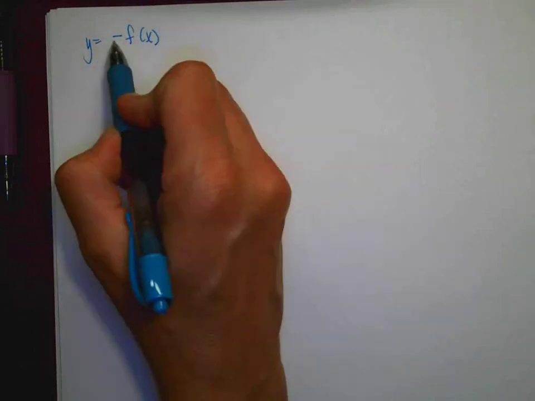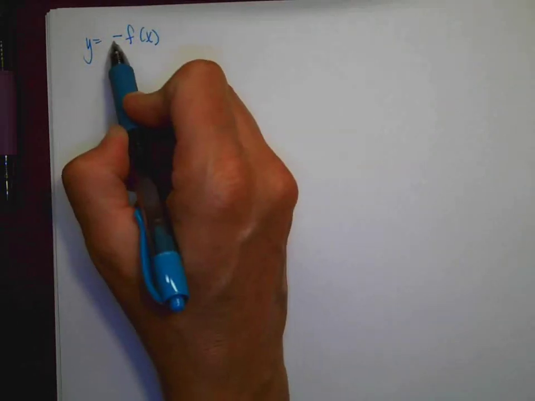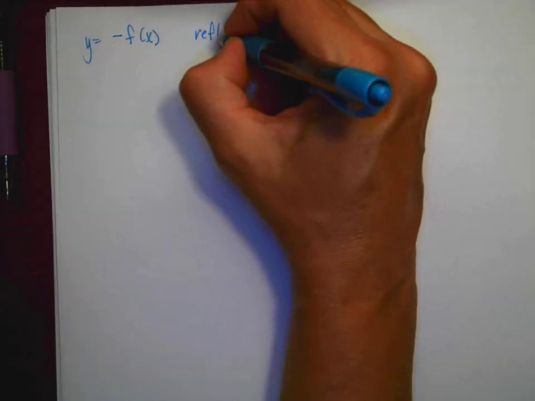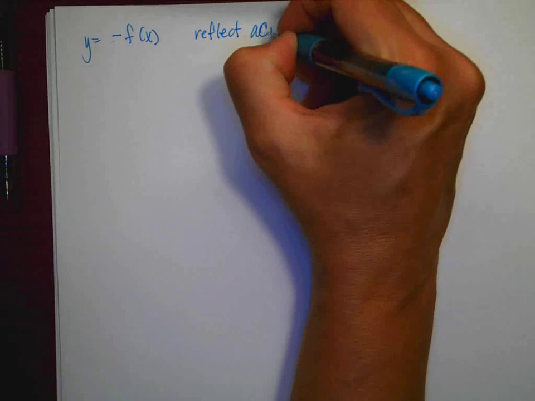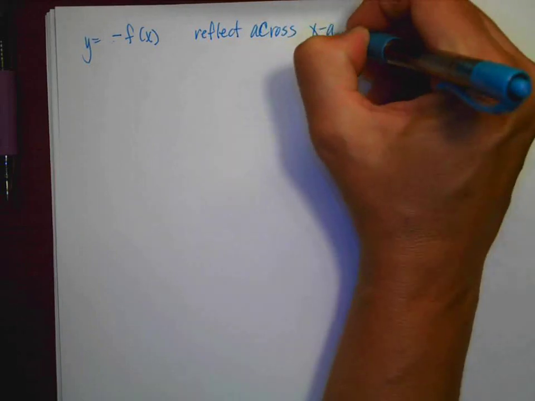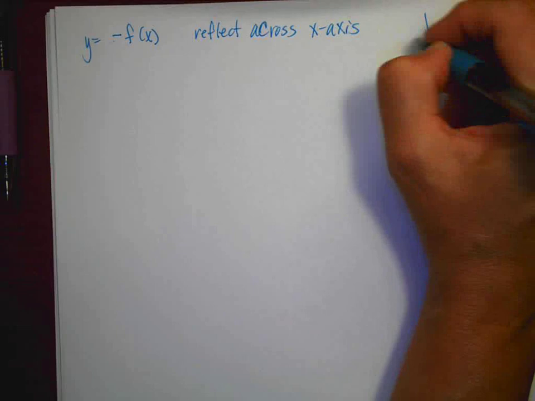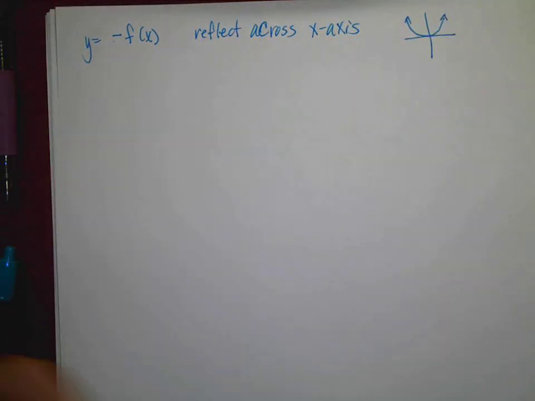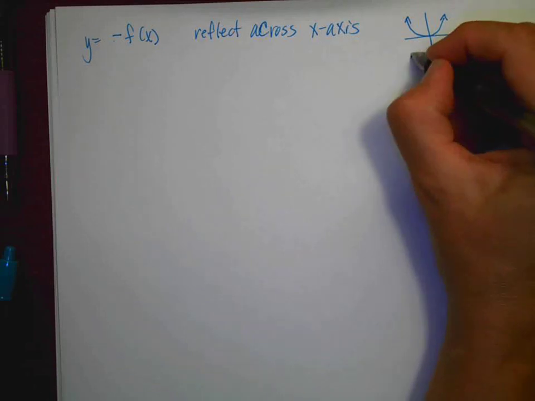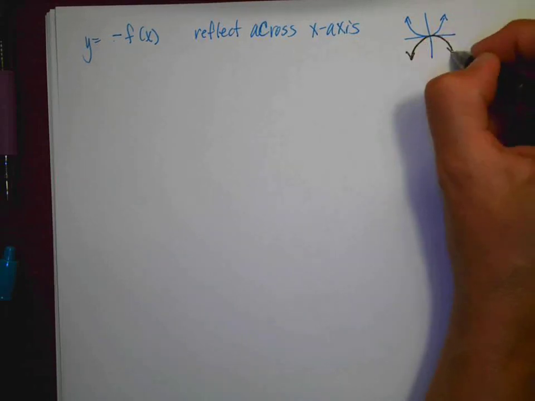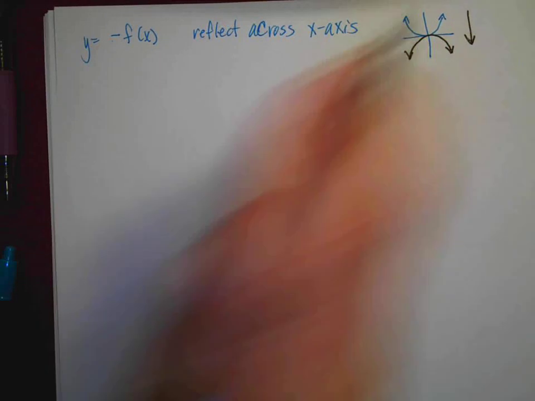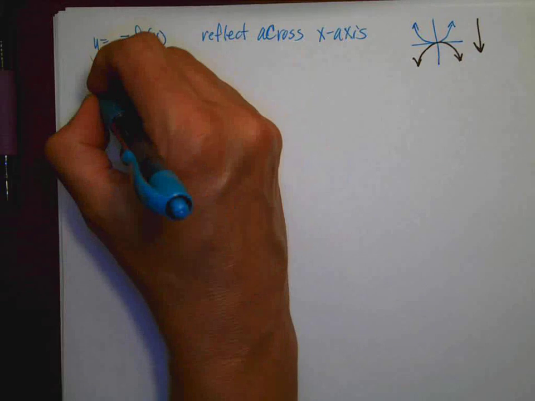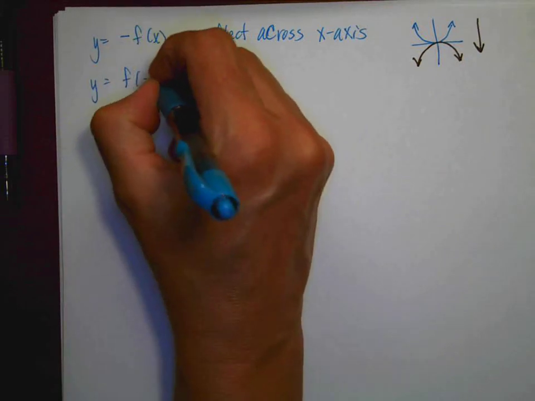If I have y is equal to a negative f of x, outside the function, which is a vertical change, this is going to reflect across the x-axis, and we talked about this last year. So if I had a function that looks like this, and I reflected it across the x-axis, that is a vertical change because the graph changed vertically, okay, and that's outside the function.